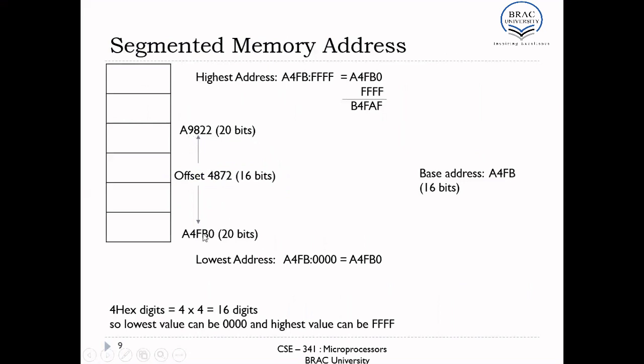A9822 is a physical address. A4AB0 is also a physical address. This is the physical address of the starting location, and this is a particular location that the CPU wants to access. But what is this physical address and logical address, right?